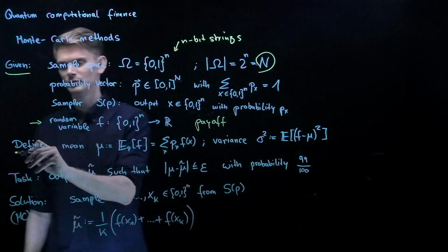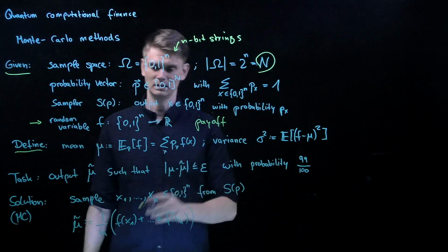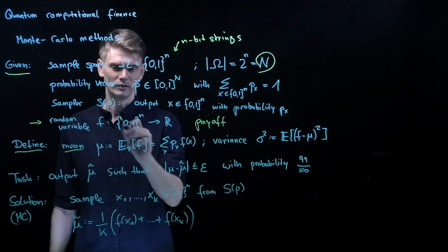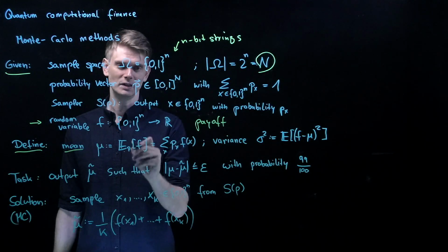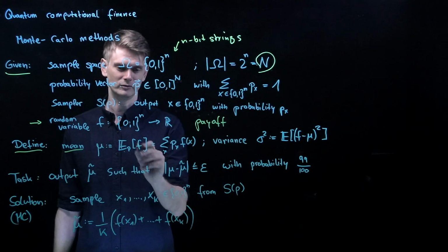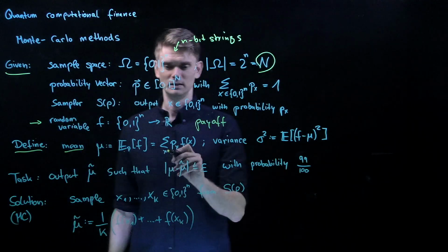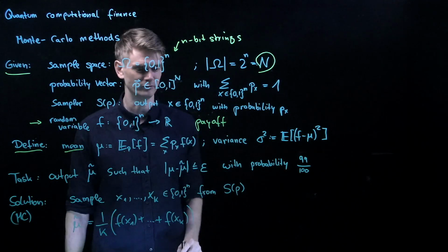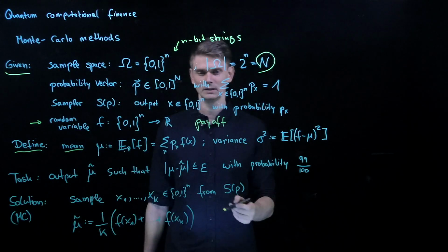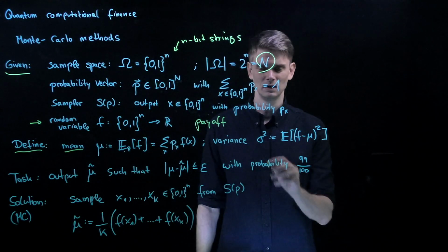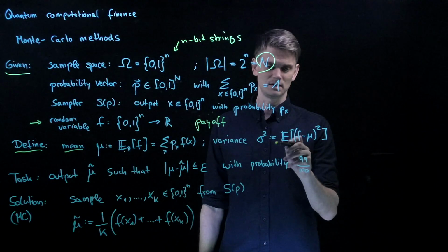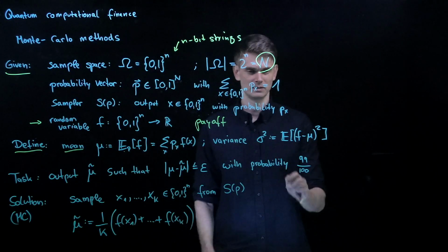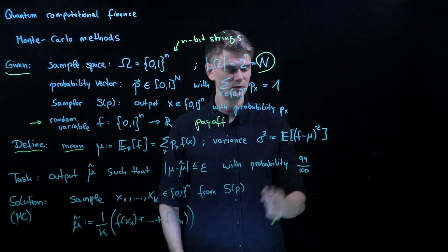Now we can define a few quantities that help us for the rest. We can define the mean of this random variable, which is the expectation value using the probability vector of the function f. It's simply summing over all bit strings p of x times f of x. In addition, we can define the variance sigma squared, which is the expected mean square difference, so expected f minus mu squared.